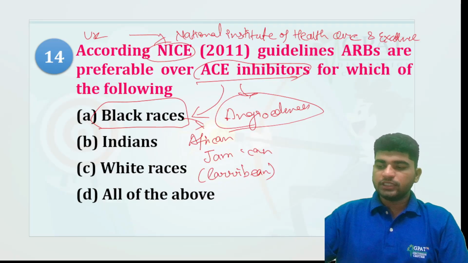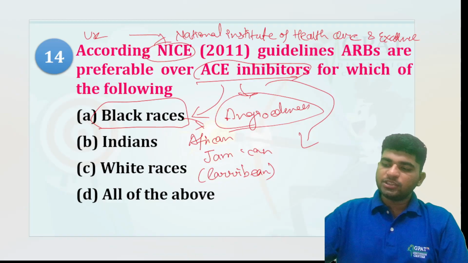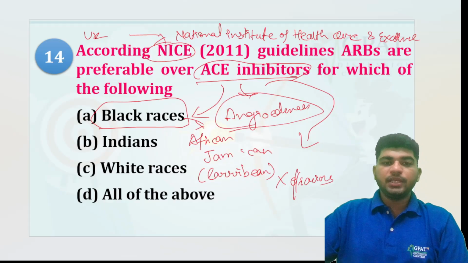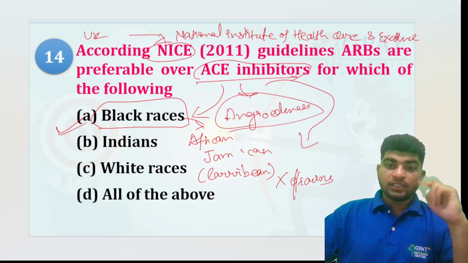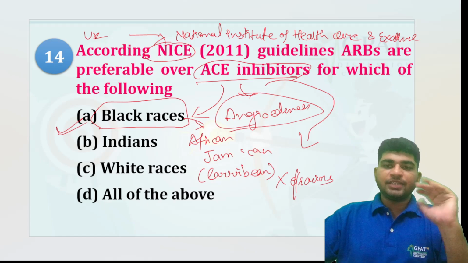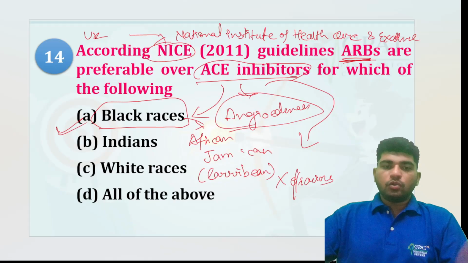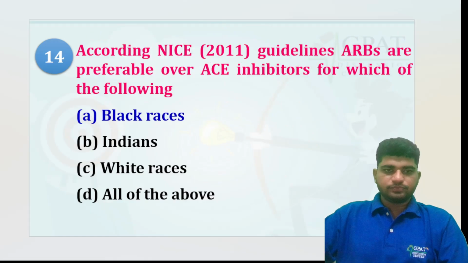This is not the only example. The second example is that ACE inhibitors are not efficacious in reducing the BP in black races. So these two differences are there between ACE inhibitors and ARB. That's why ARB is very much preferred over the ACE inhibitors in black race people, which generally belong from African or Caribbean countries.